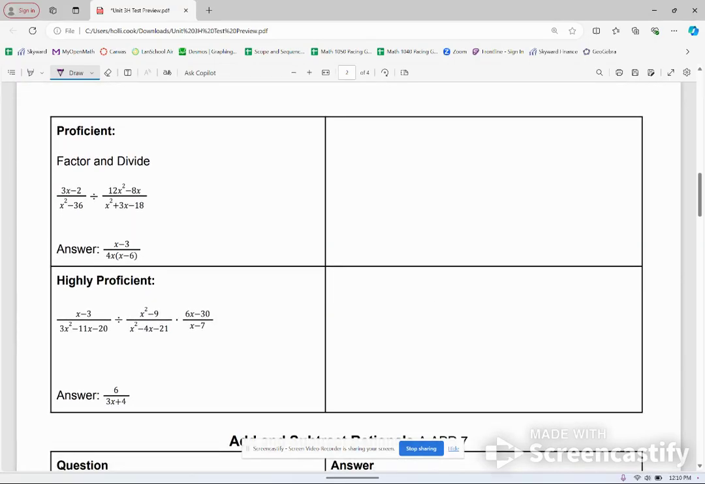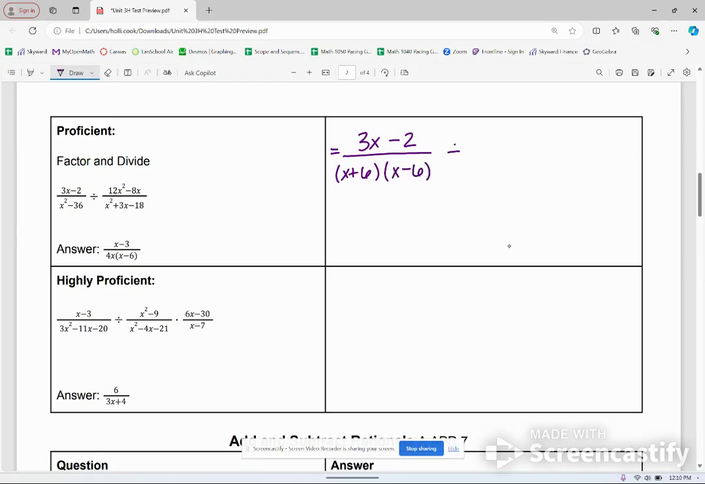Okay, now let's look at the division. Again, the very first thing that we need to do is factor everything. So 3x minus 2, that one doesn't factor, so we can just leave it. Even if you're not sure if it factors, make sure you check for a GCF. This one doesn't have one. On the bottom we have x squared minus 36. That's another difference of squares, x plus 6 and x minus 6.